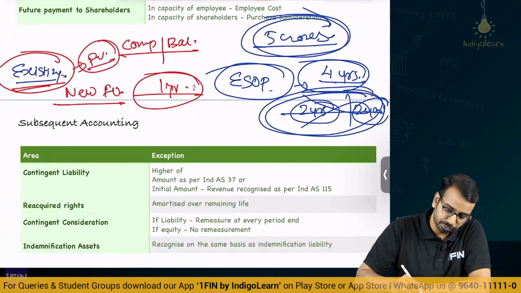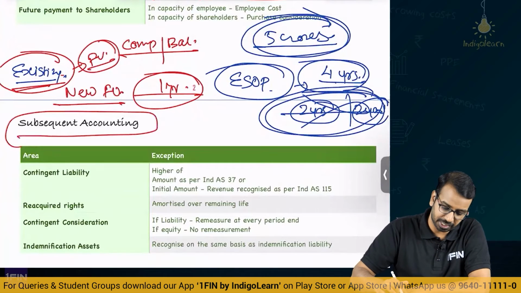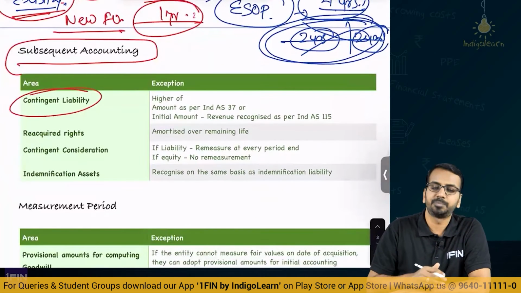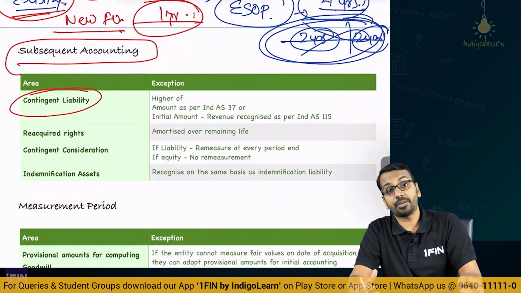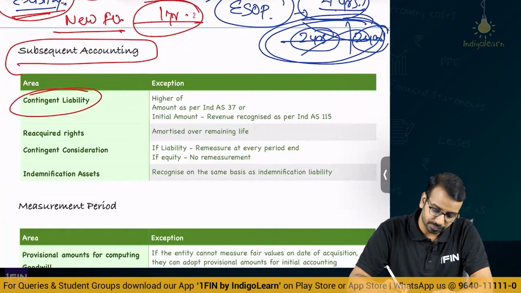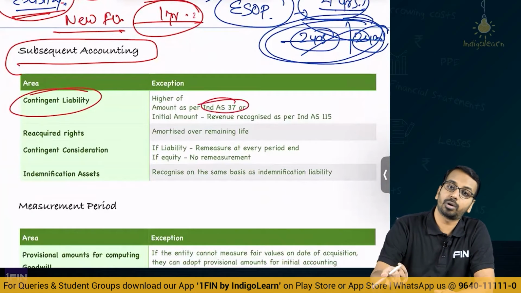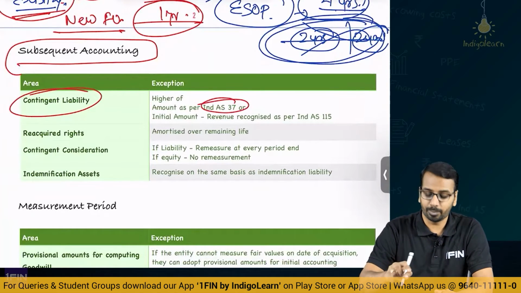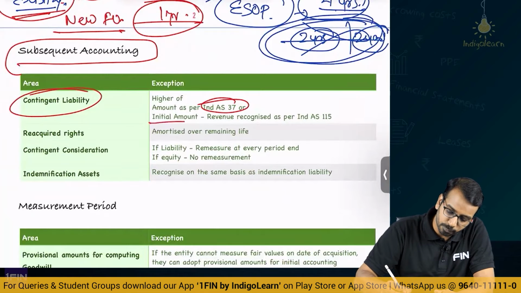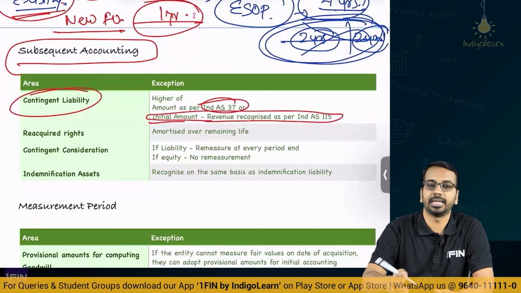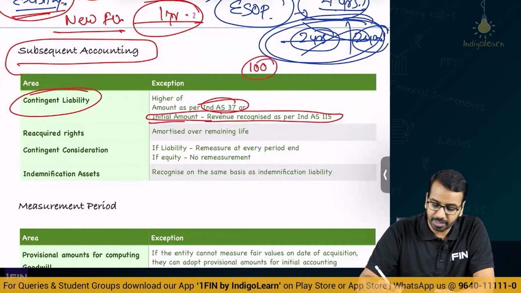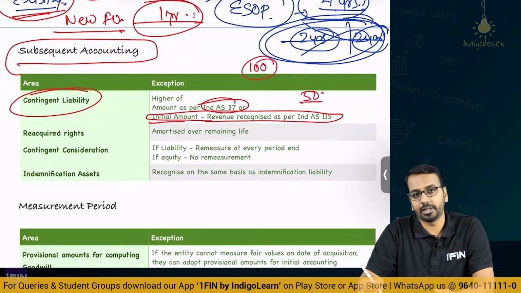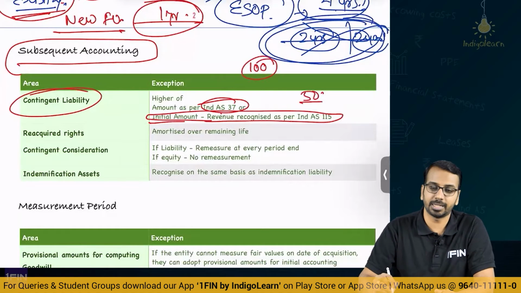Then, how do we do the subsequent accounting for some of these specific items? Contingent liability. Now, as far as contingent liability is concerned, initially you recognize the fair value. Subsequently, you will apply the principles of Ind AS 37, and whatever amount comes as per Ind AS 37, that amount or the initial amount minus amount reversed or revenue recognized, out of these two, whichever is higher, you will consider. For example, 100 was the fair value. As per Ind AS 37, now I have to account for only 50. I have to account for only 50 as a provision.